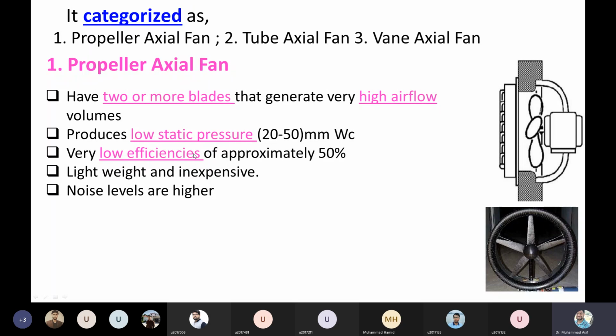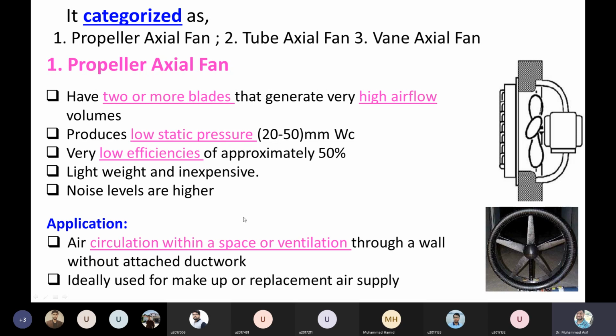They are low efficiency, approximately 50%, but they are very low price. The disadvantage is that they create a large noise as well, relative to the pressure they create. They are generally used for ventilation or as an exhaust fan.